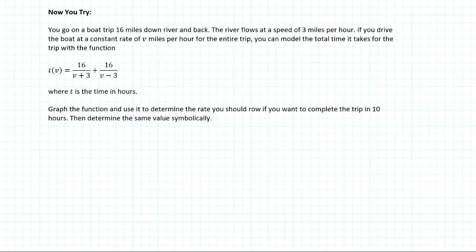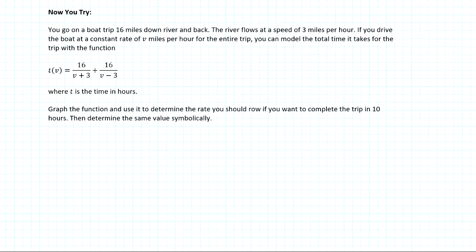We have a boat trip. We're going 16 miles downriver and back this time. The river is now going at 3 miles per hour instead of 2 miles per hour. And we're now driving the boat instead of rowing. The same idea. If we drive the boat at a constant rate, we've got the motor set at a constant speed of v miles per hour for the entire trip. We can model the total time it takes for the trip with the function t of v equals 16 over v plus 3 plus 16 over v minus 3, where t is the time in hours.